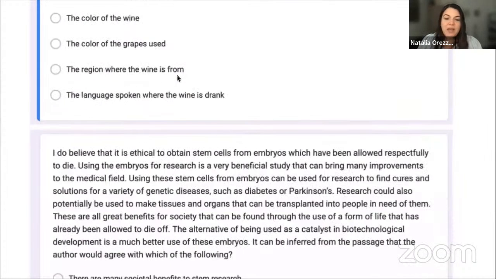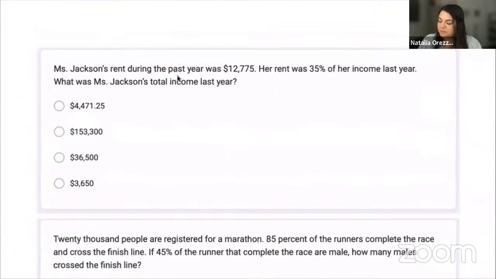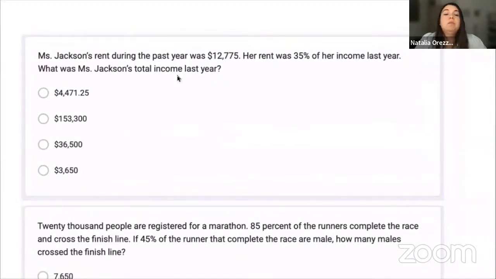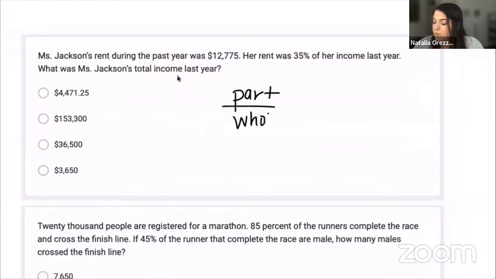Okay, let's go ahead and take a look at some of these math questions. So this first question says, Ms. Jackson's rent during the past year was $12,775. Her rent was 35% of her income last year. What was Ms. Jackson's total income last year? So I personally like to use the equation part over whole equals percent over 100.